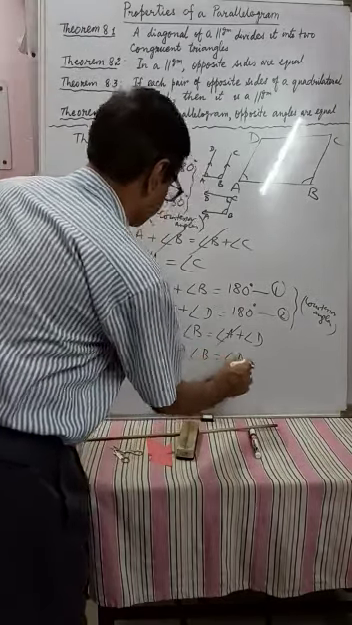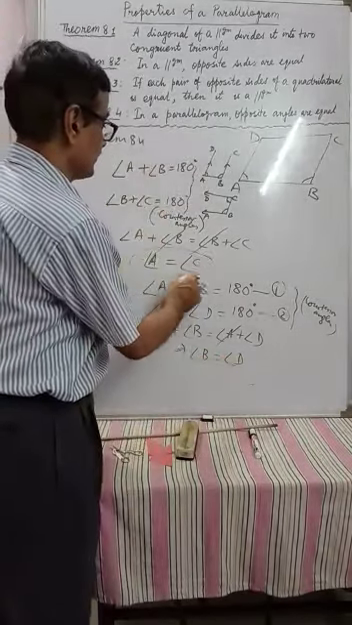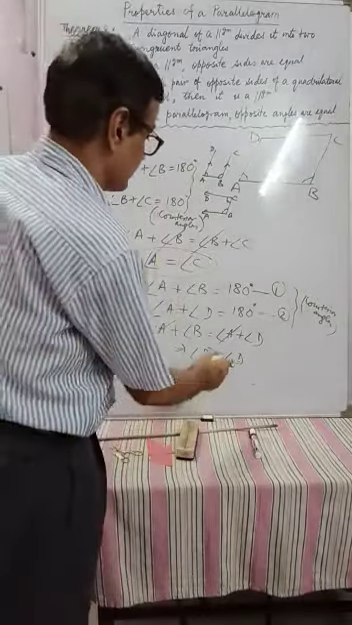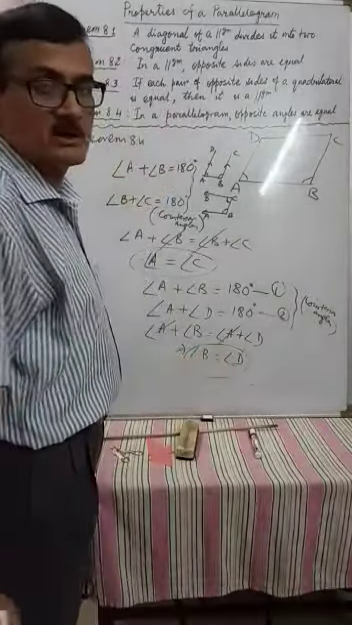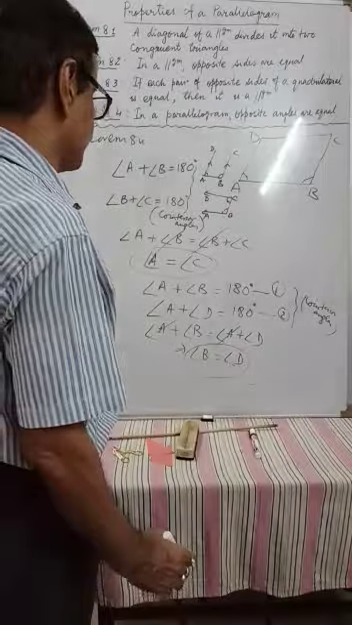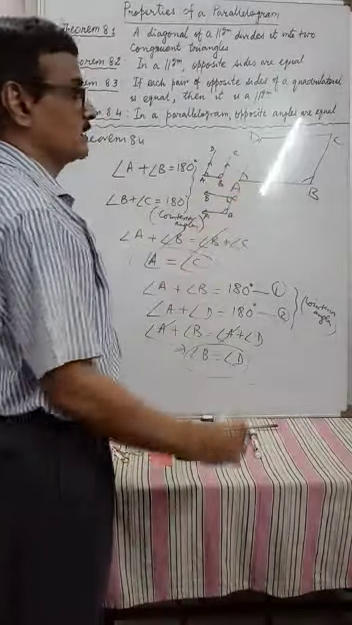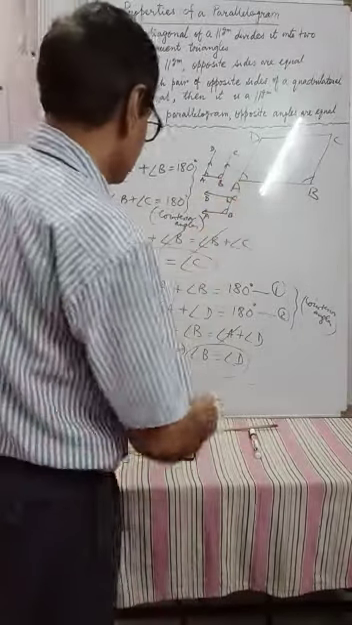So first we have proved angle A is equal to angle C. Now we have proved angle B is equal to angle D. So that means in a parallelogram opposite angles are equal.